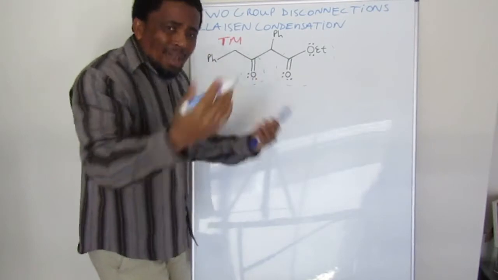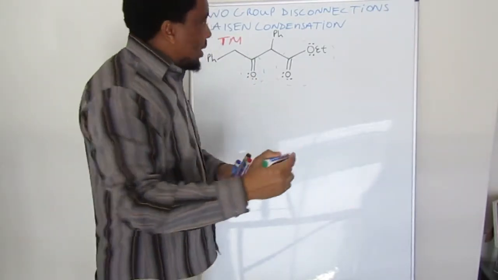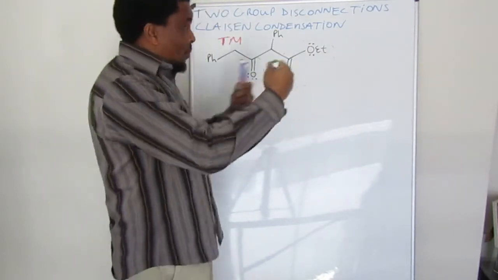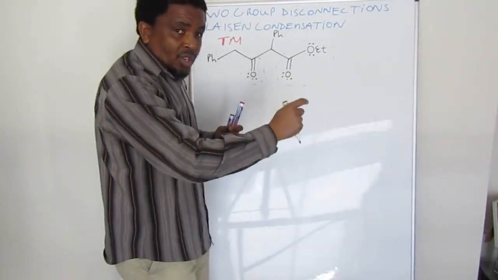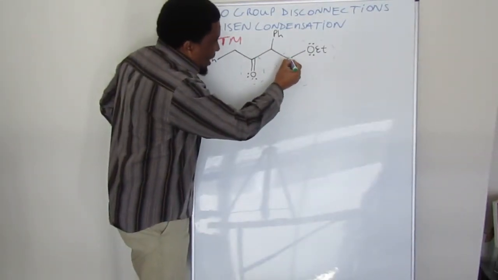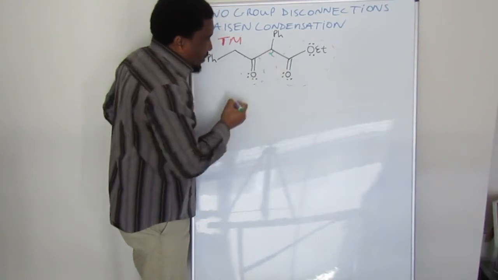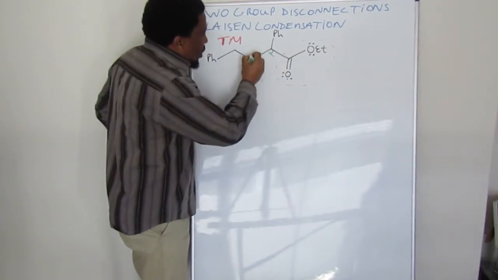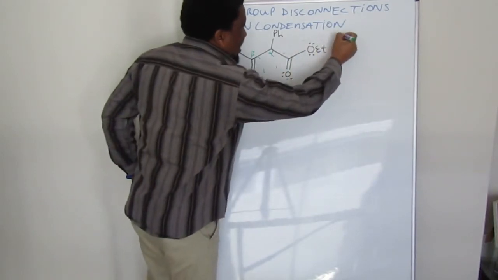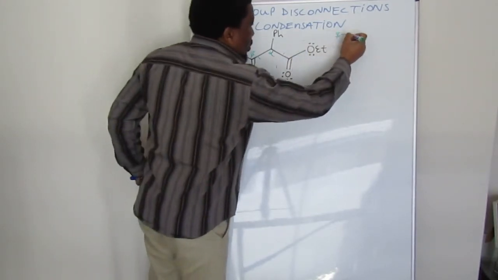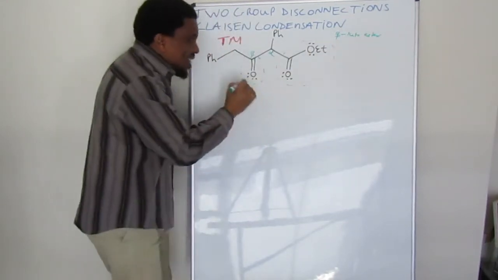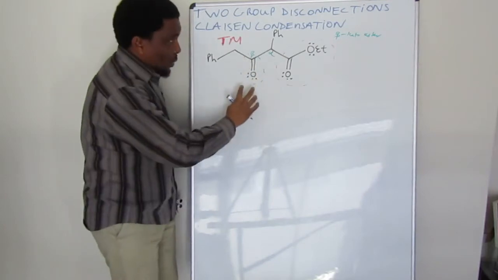Now, let us number our carbon atoms. Which one takes precedence? Which one is going to win in terms of these two functional groups? It's an ester. Therefore, with respect to the ester, this will be your alpha carbon atom, then this will be your beta carbon atom. Therefore here, you've got a beta keto ester. So this is what you have here as your target molecule.